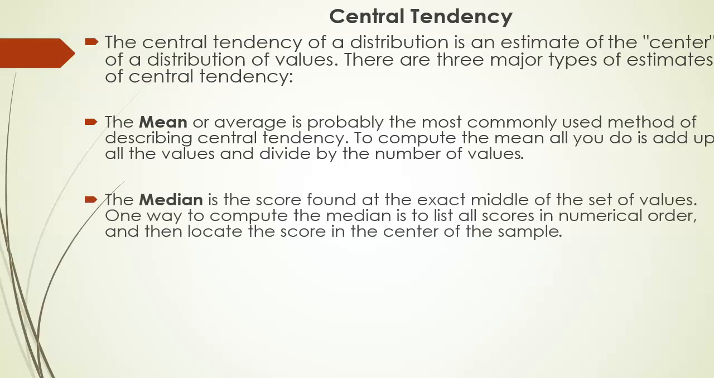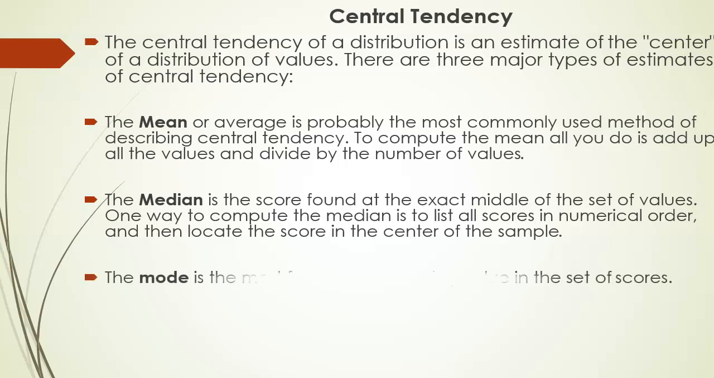really accurately. So another way to take a look at central tendency is the median. And this is a score found at the exact middle of a set of values. So the best way to do this is to list all the scores in numerical order and then locate the score in the center of the sample. This gives you a pretty accurate representation of the middle of the sample, and the mean might not necessarily do that. So it's nice to have the mean and the median computed.